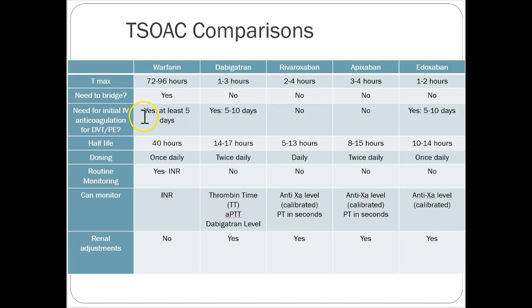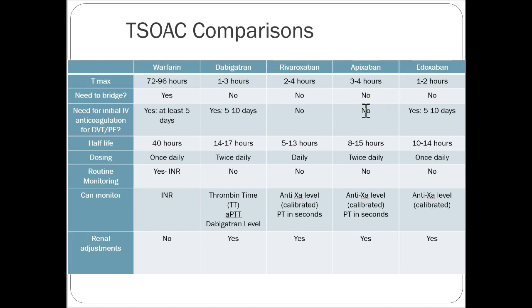Initial IV anticoagulation. Interestingly enough, some of these drugs were studied with a bridging therapy for some reason. For example, dabigatran said if you had a DVT or PE, you should have some sort of IV, like IV heparin for 5 to 10 days and then convert them. And edoxaban was studied similarly. Rivaroxaban and apixaban both studied just using that drug alone and nothing else, and found it to be non-inferior to the alternative of heparin or low molecular weight heparin plus warfarin. That's why these two drugs are so popular, because you can just start them, send them home, and that's all you really need to do.